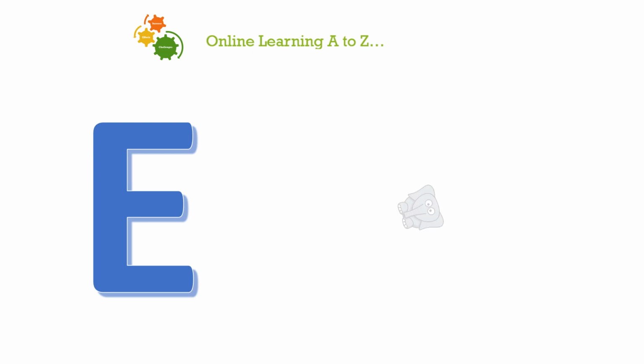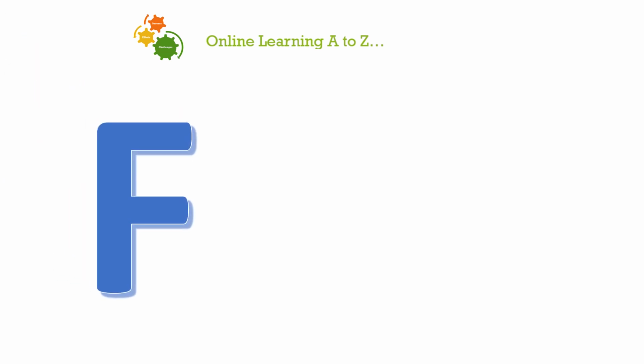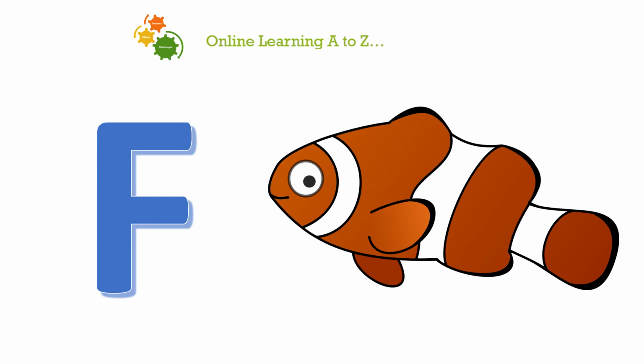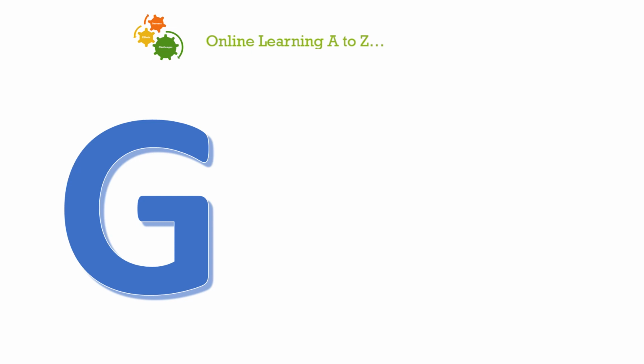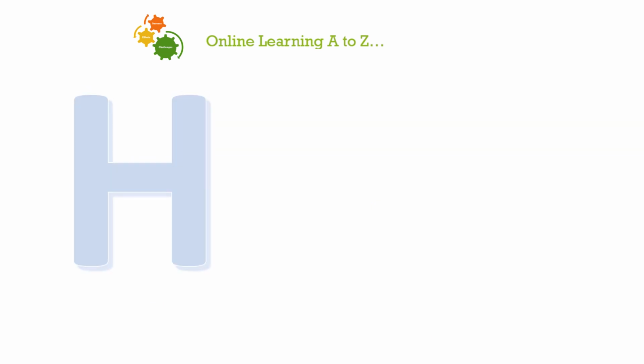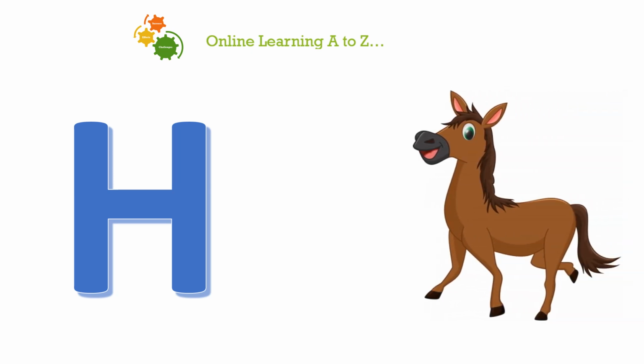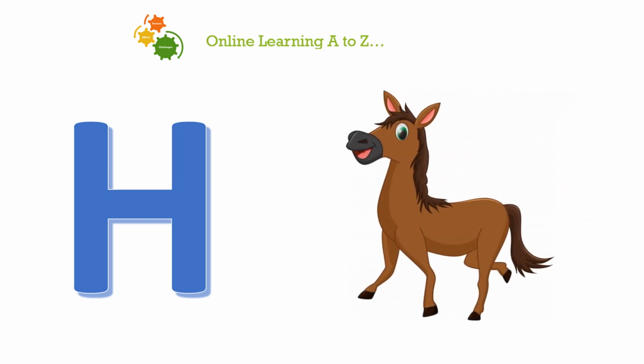E. E is for elephant. F. F is for fish. G. G is for girl. H. H is for horse.